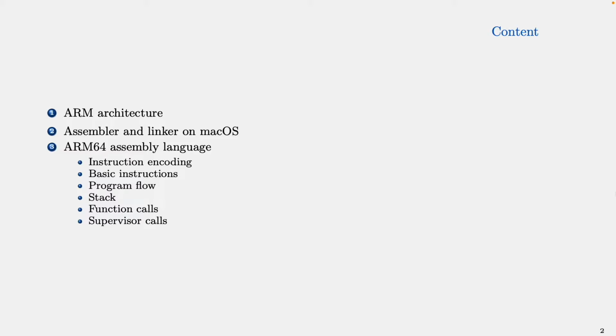Now let's see what we will be talking about in this video. First, I'm going to give a little bit of background on the ARM architecture. Then I will explain how to use the assembler and linker on macOS to test your assembly programs. And then in the main part of the video, I will give a first introduction to the ARM64 assembly language and its features.